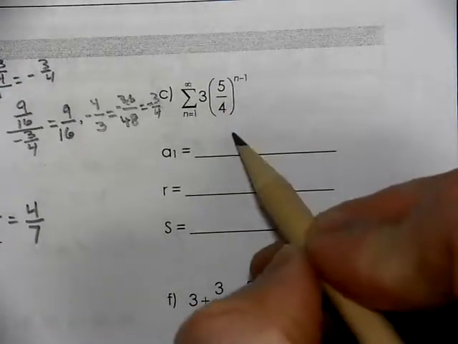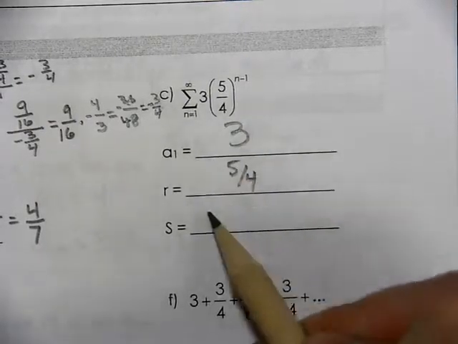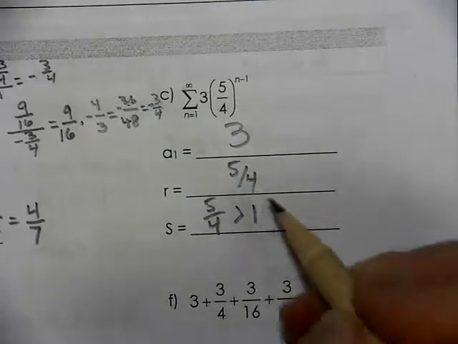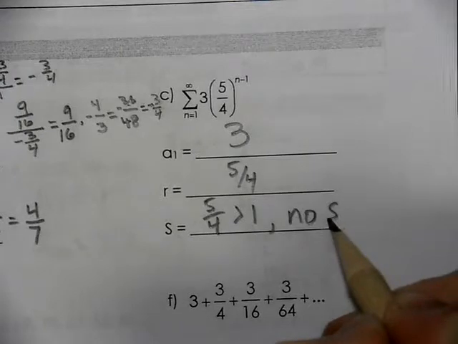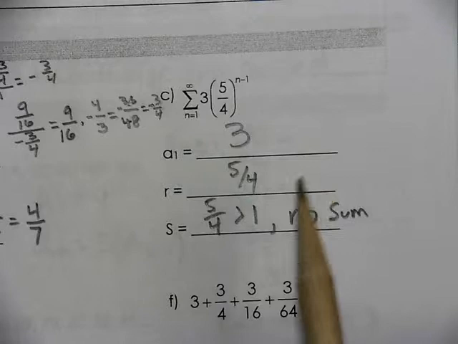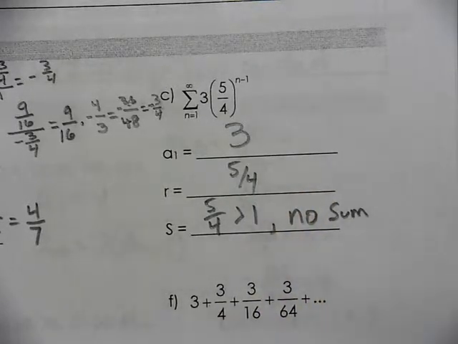Here, our first term is clearly 3. Our ratio is 5/4. But because 5/4 is greater than 1, we have no sum. Remember that the ratio for an infinite geometric series has to have an r value that is closer to 0. It's between negative 1 and 1. Sometimes we call that the absolute value of r less than 1. It has to be less than 1 for it to have a sum. It has to be between negative 1 and 1.